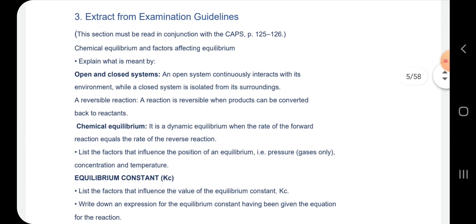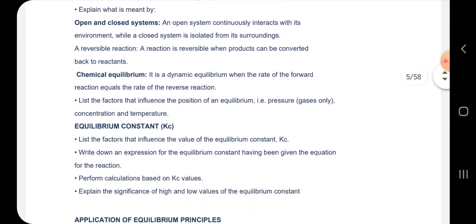Let's look at the extract from the examination guideline. This section must be read in conjunction with your textbook, but a lot of schools now do not use textbooks. So: chemical equilibrium and factors affecting equilibrium. You need to know and explain what is meant by an open and a closed system. An open system continuously interacts with its environment, while a closed system is isolated from its surroundings. A reaction is reversible when products can be converted back to the reactants. If you react two chemicals, they produce a product. When that product can be reverted back into the reactants, we call that a reversible reaction.